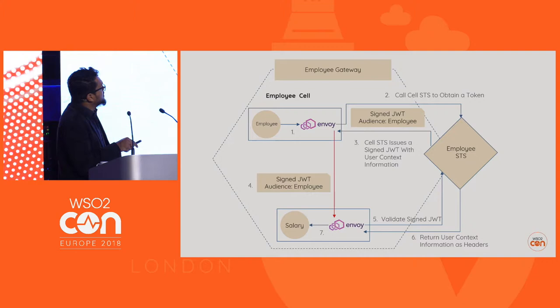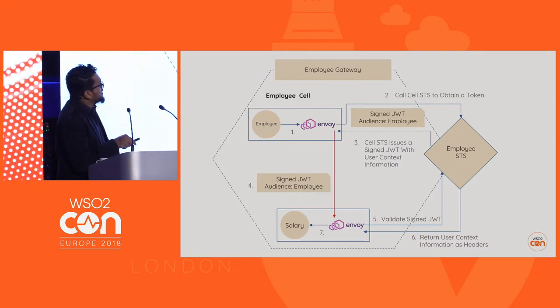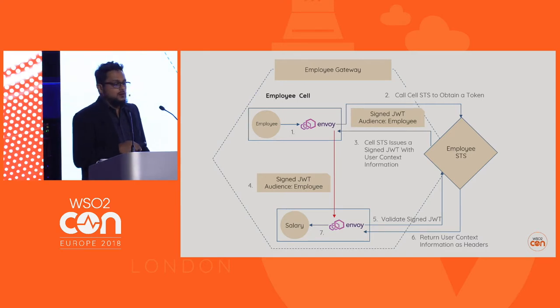Now what will happen is the STS will validate that. It knows that the call is going to be made to a service within the cell, and it will issue a signed JWT, which is valid within the particular cell, right? Then the call goes through. Again, it's intercepted by the proxy in the service mesh. Again, there is a validation step, and it will return the user context. This is similar to the cell boundary security. So the architecture is very symmetrical, right? And then the call goes through. That's how security works within a cell.